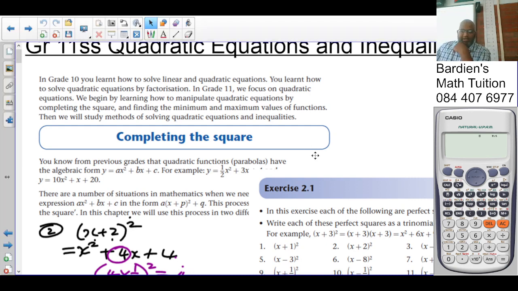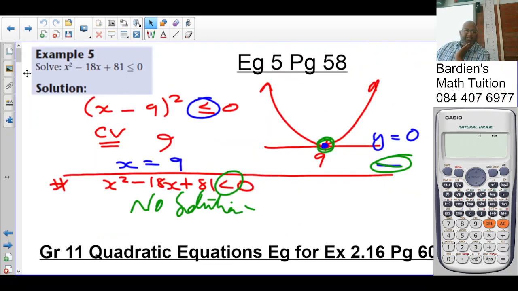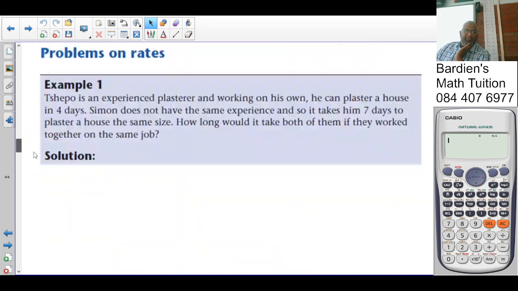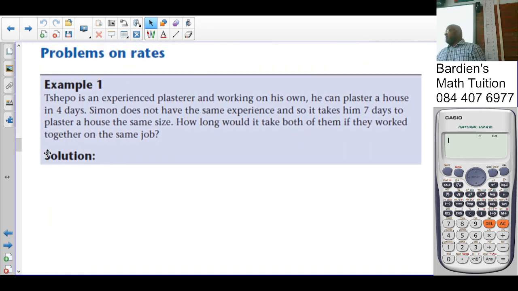Okay, so at this point we're looking at problems on rate. I think that's the last exercise in chapter 2 that we need to cover before we call this chapter to a close. Okay. So problems on rate.